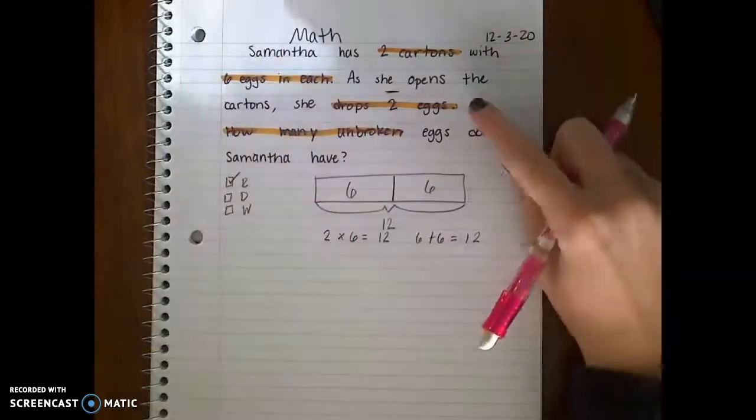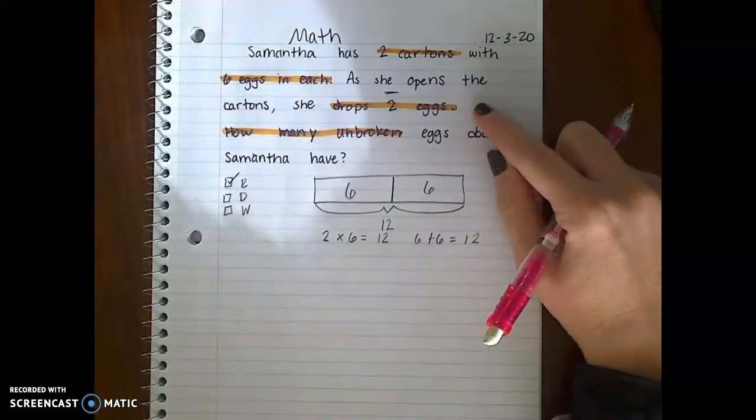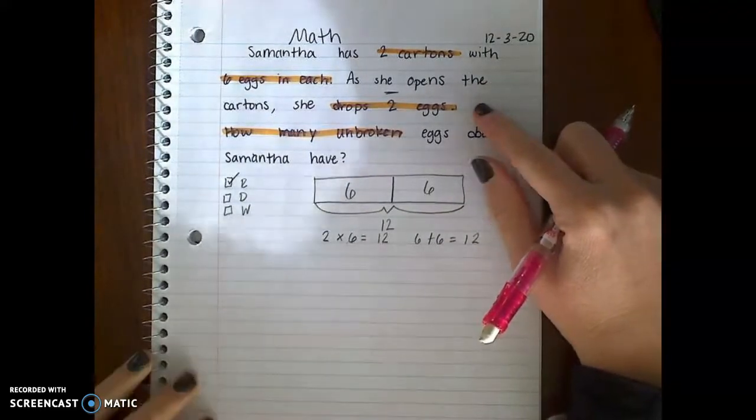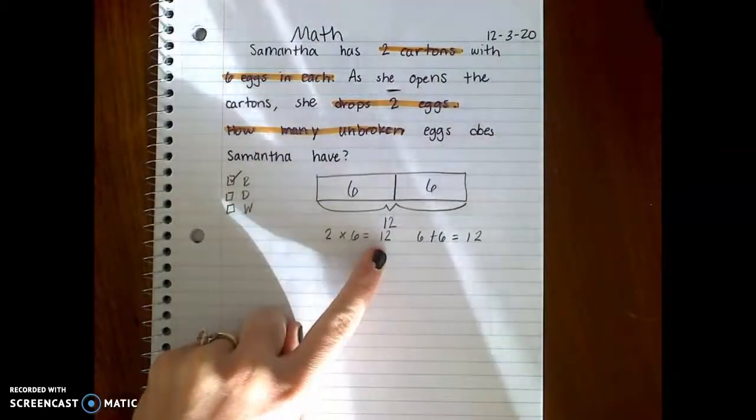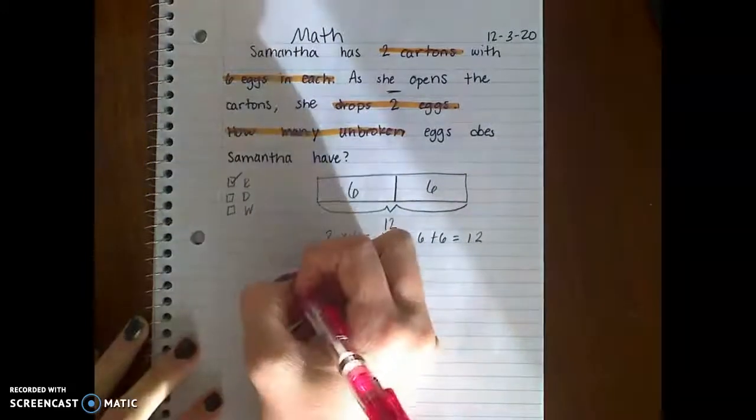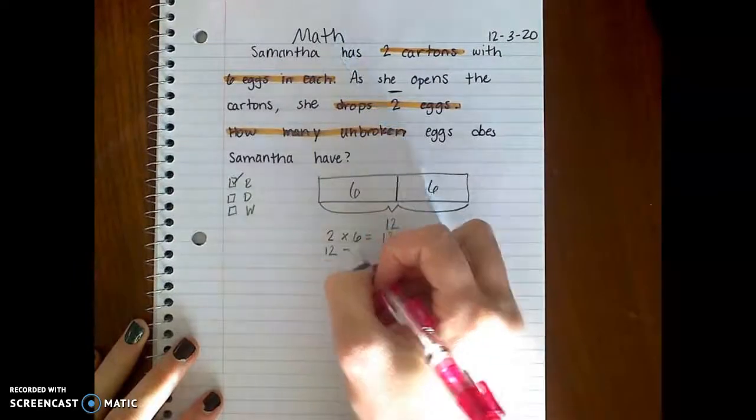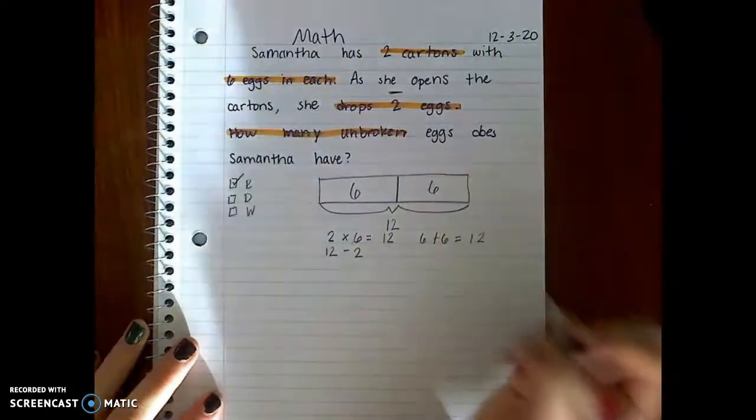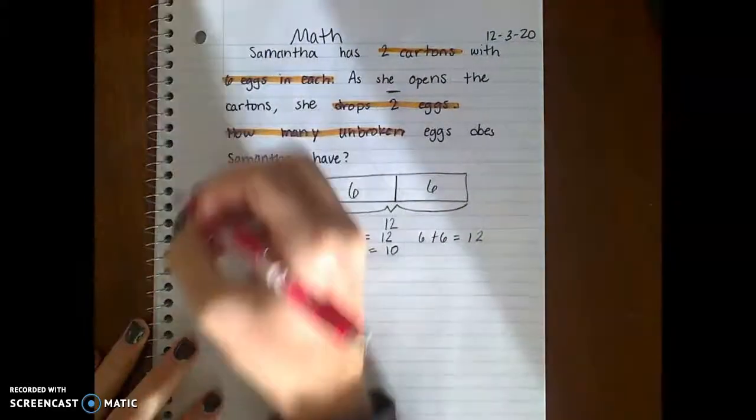Now I need to do part 2. As she opens the cartons, she drops 2 eggs. Oh, man, that's right. She had 12, then she dropped 2. I need to take 2 away. So I'm going to take my 12, and I'm going to take away 2. And that gives me 10. Okay, I did my drawing.